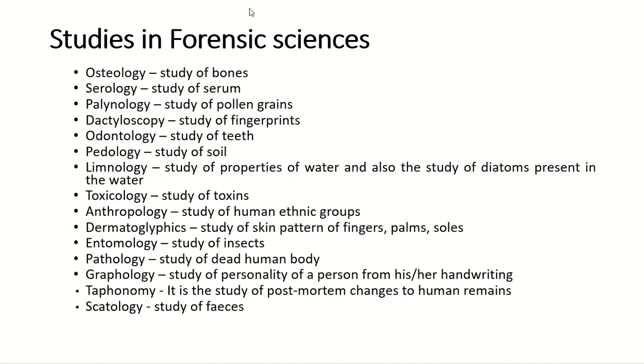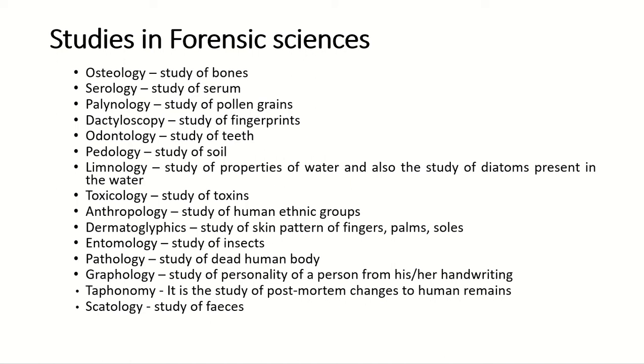Some of the studies in forensic sciences are listed in this slide. Osteology is the study of bones, serology is the study of serum, palynology, study of pollen grains, dactyloscopy, study of fingerprints, odontology, study of teeth, pedology, study of soil, limnology, study of properties of water, and also the study of diatoms. Toxicology, study of toxins, anthropology, study of human ethnic groups, dermatoglyphics, study of skin patterns of fingers. Dermato means skin. So it is the study of skin pattern of finger, palm and soles.